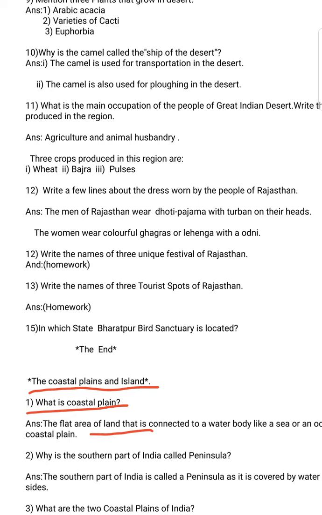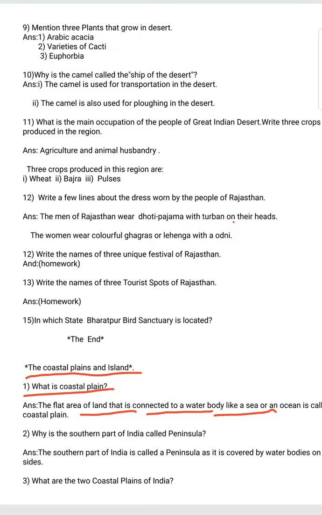The flat area of land that is connected to a water body like sea or ocean is called coastal plain. I have made a video on the coastal plain chapter for you, okay? So watch it, then you will understand what a coastal plain looks like on the map. So coastal plain means the flat means what? Flat means even, plain area. Alright, the flat area of land that is connected.